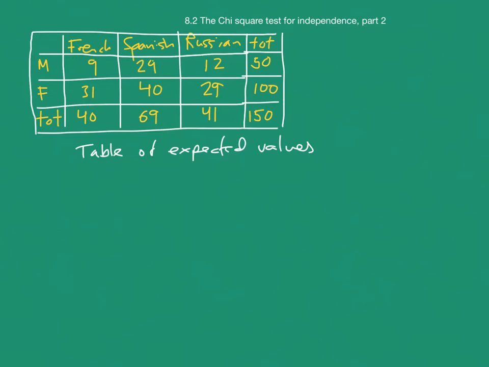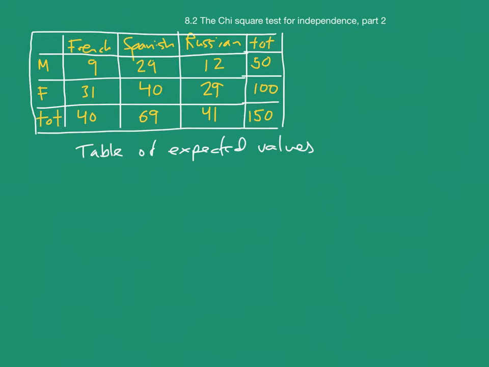So we'll continue, and we have our survey results. So this is the table with the survey results where, for example, 29 males said that they chose Spanish. So this is what we found in the survey. Now we're going to set up another table of expected values.